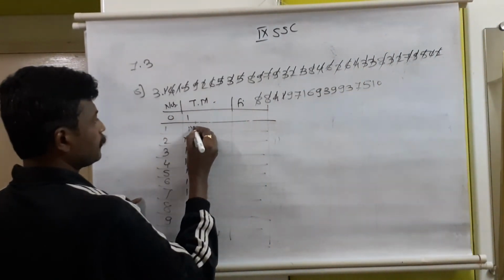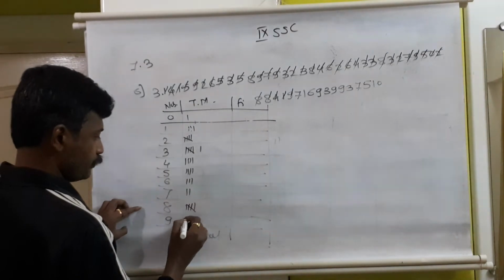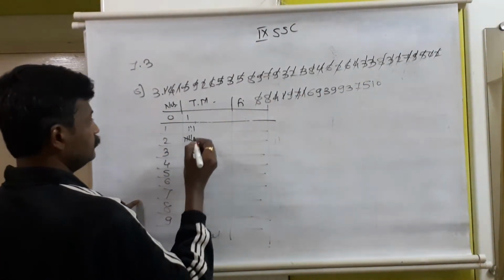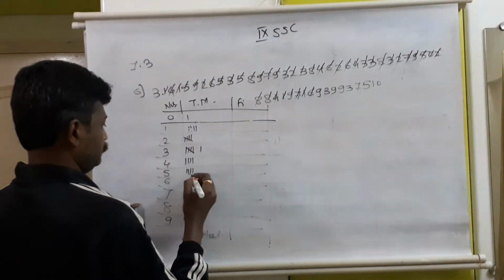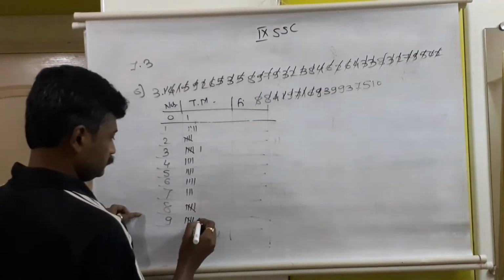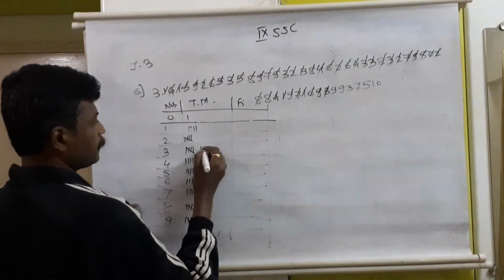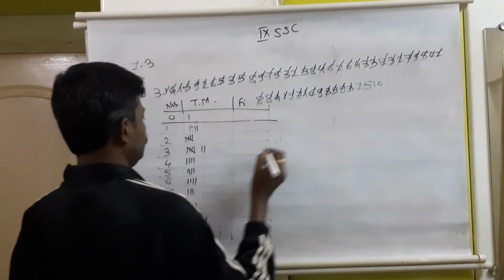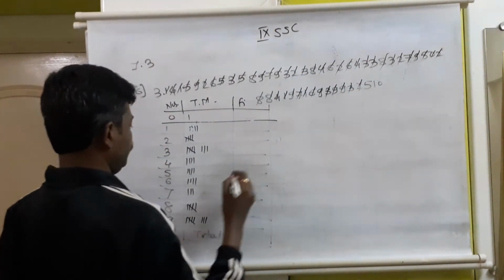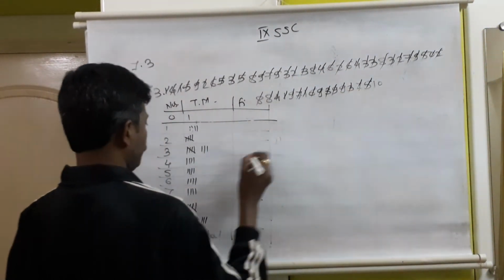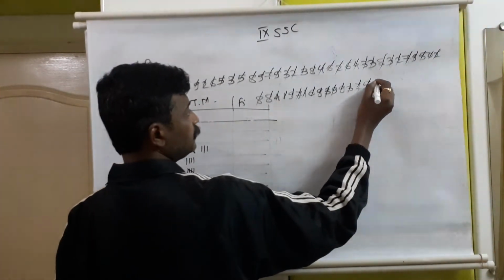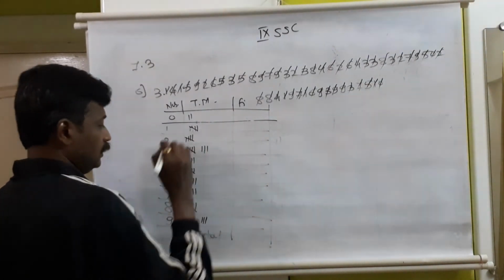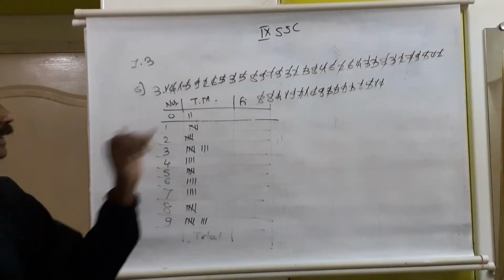then 1, 9 bunch is getting complete, 7, then 1, 6, 9, 3, 9 twice, 1, 2, 3, 7, 5 bunch is getting complete, 1 bunch is getting complete, and then 0. Okay, so here we complete with the tally marks.